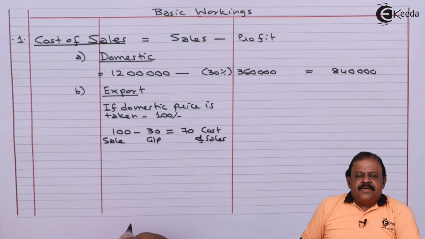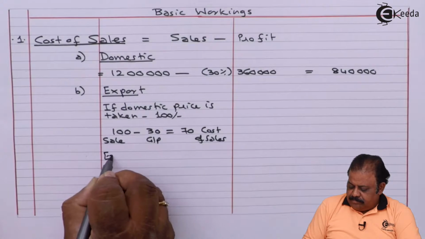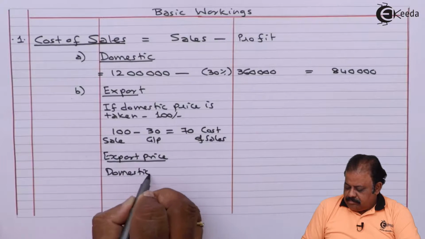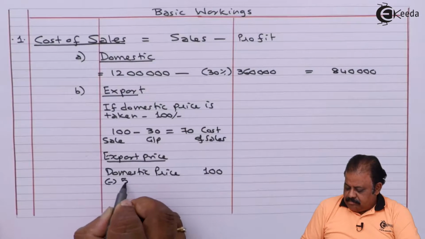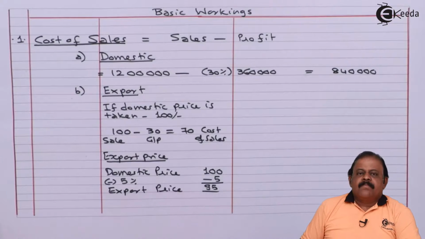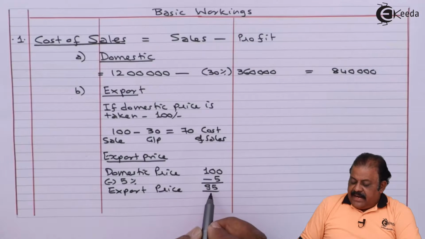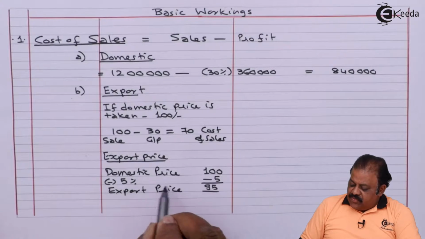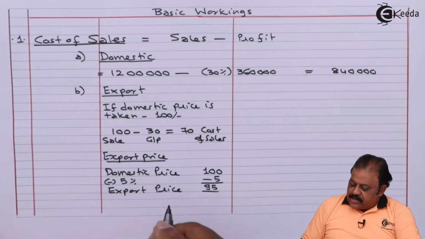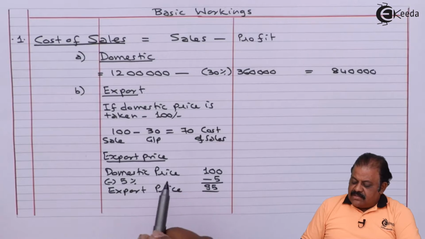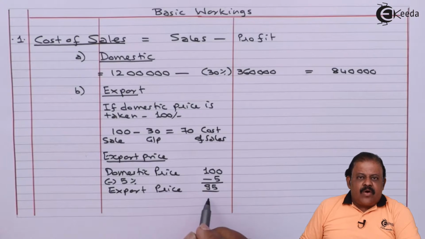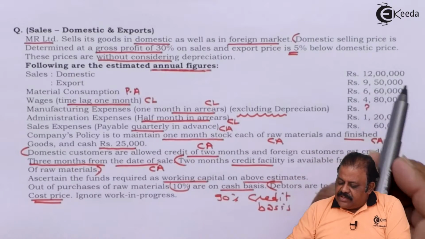Export price is 5% below domestic price. So your export price is 95. Domestic price is 100 less 5%, that is 5 rupees. Export price will be 95 rupees. So if export price is 95, cost of sales is going to remain same, that is 70 rupees. Then your profit margin will change accordingly. Export sales is 9,50,000.